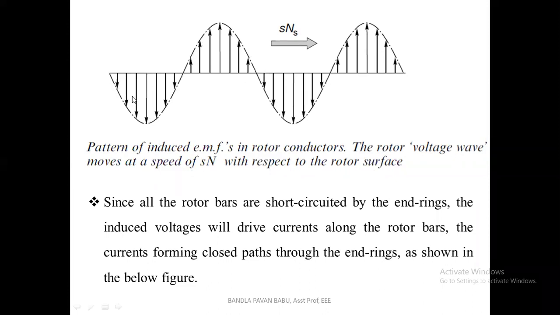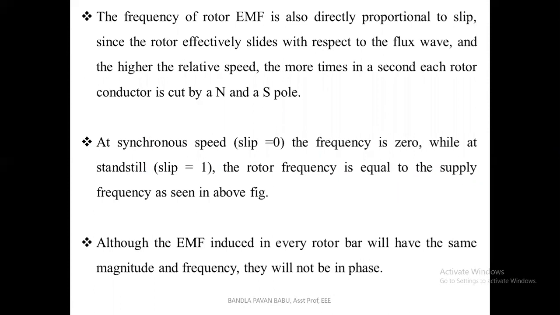Here you can see this negative peak appears because of the south pole, and this positive peak because of the north pole. And this speed relies on s into Ns. The rotor speed Nr equal to s into Ns. Earlier we have seen this equation from the slip equation. Let's get back to the previous point. The frequency of the rotor EMF is also directly proportional to the slip, and the rotor effectively slides with respect to the flux wave. With the higher relative speed, each rotor conductor is cut by north and south poles more times in a second.